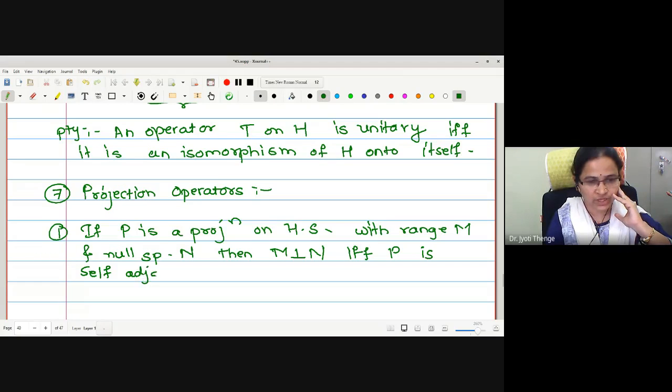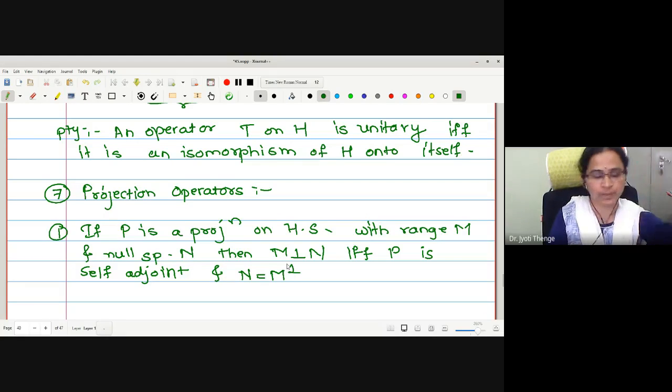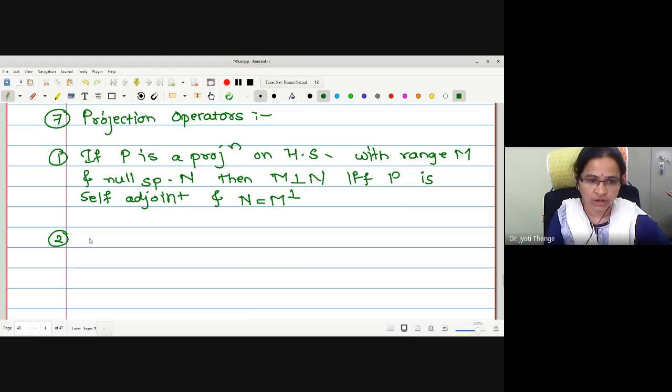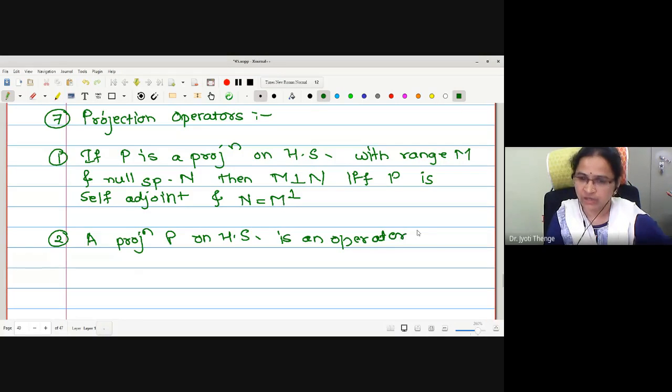P is self-adjoint, and in this case we will write N is equal to M perp. That is, N is orthogonal to the whole space M. Next, a projection P on a Hilbert space is an operator P on H such that P square is equal to P and P star is equal to P.